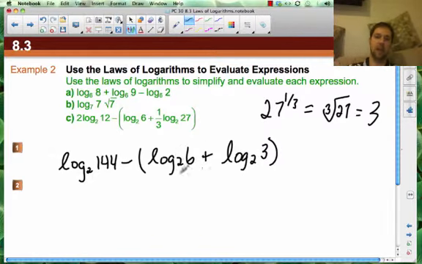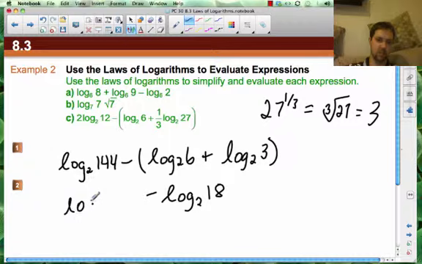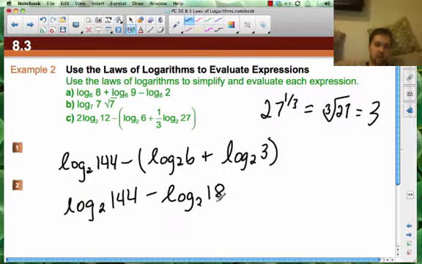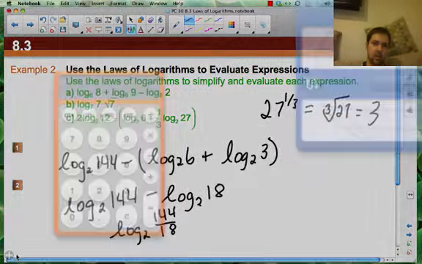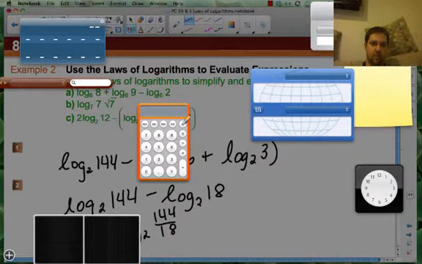Now since these two things are added together, we can rewrite them as log base 2 of the product of 6 times 3, which is 18. And we are going to subtract this thing from log base 2 of 144. So log base 2 of 144 minus log base 2 of 18 is log base 2 of 144 divided by 18. And you can do 144 divided by 18.